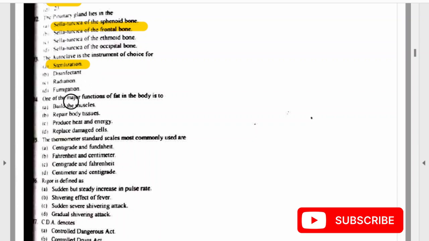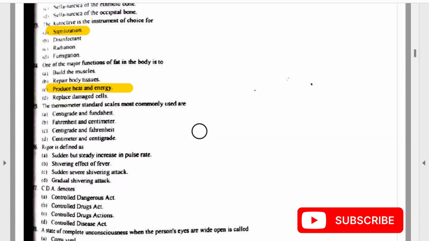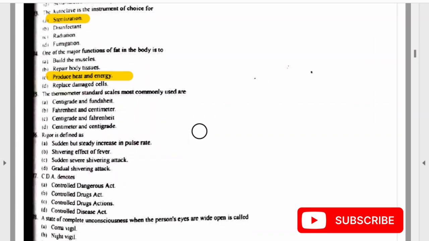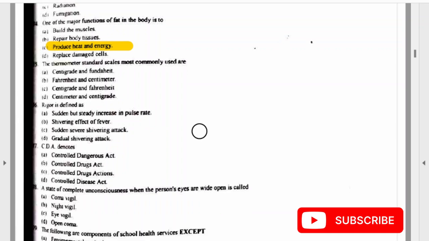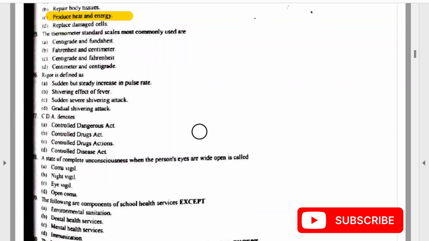So one of the major functions of fat in the body is for what? Who can tell me? Let's see. It's to produce heat and energy. Do you need to know why? No. So henceforth, I'll just be explaining why the answers of some questions are wrong, for questions that I feel you might not know. So let's go to the next one.